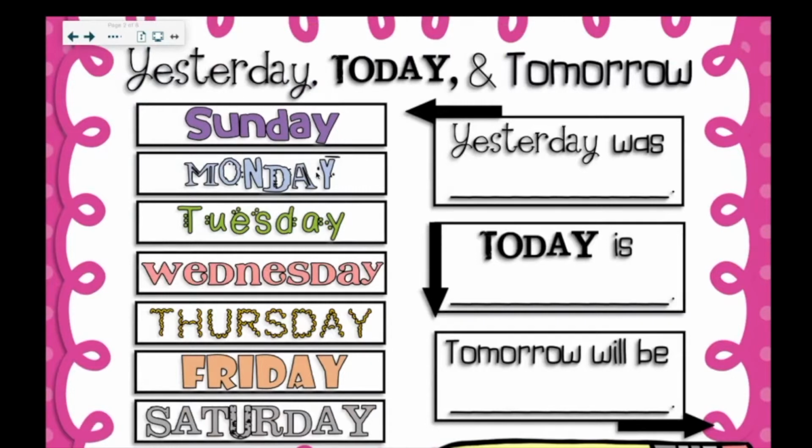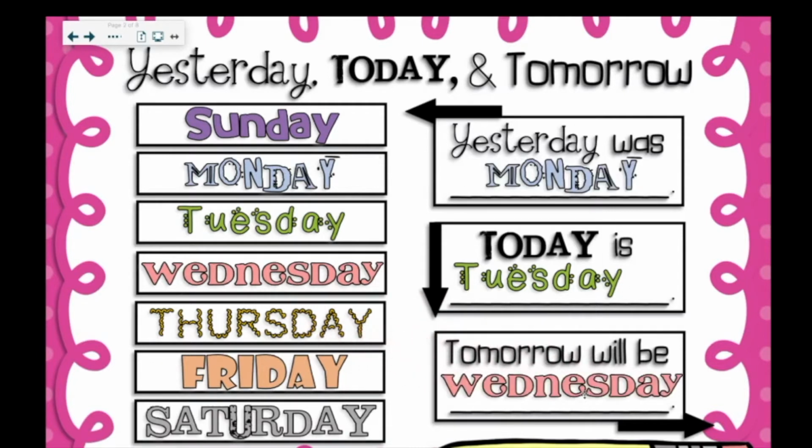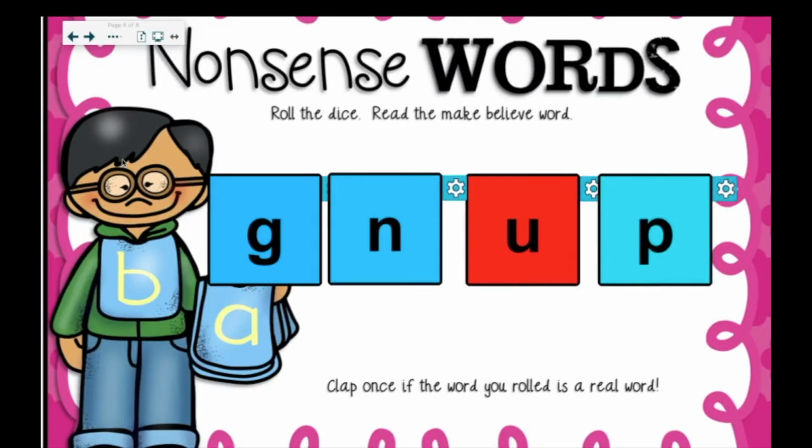On the side, we have our days of the week in order. Sunday, Monday, Tuesday, Wednesday, Thursday, Friday, and Saturday. So we're going to decide what today, tomorrow, and yesterday was. Today is Tuesday. Yesterday was Monday. And tomorrow will be Wednesday.